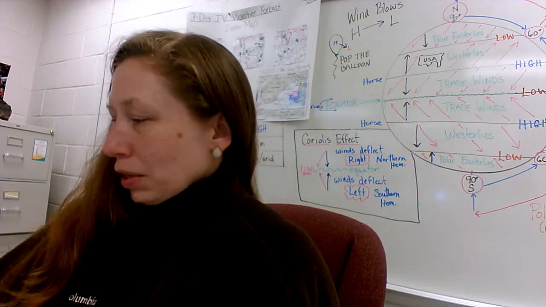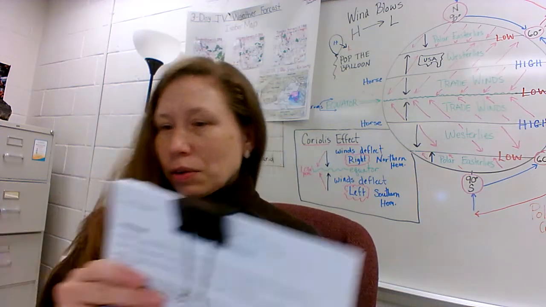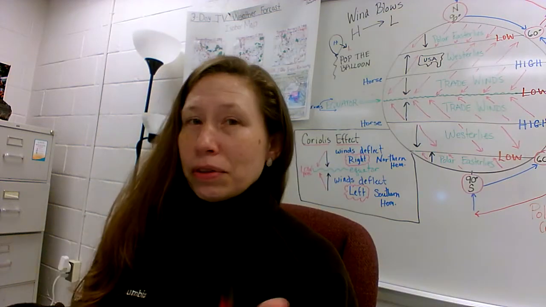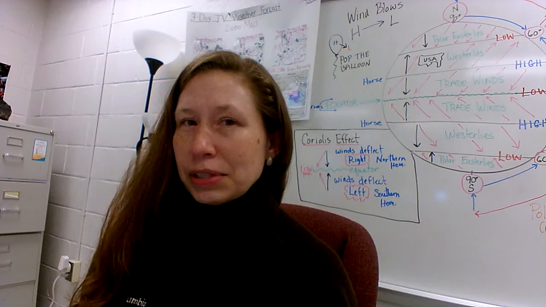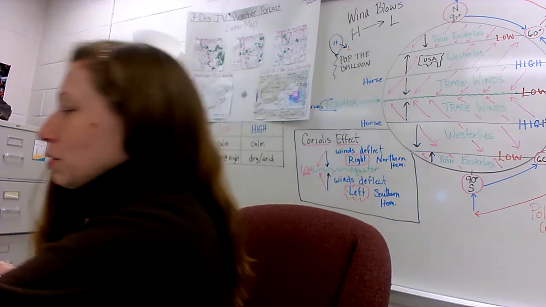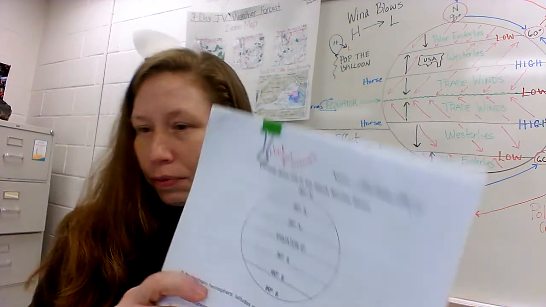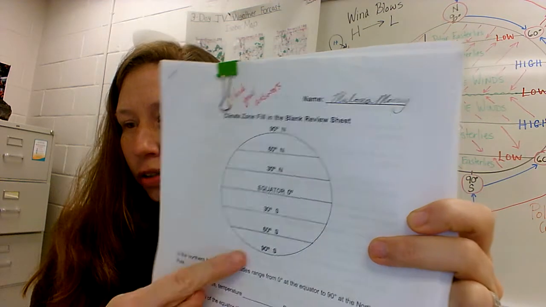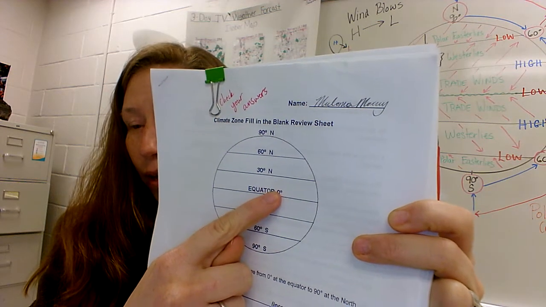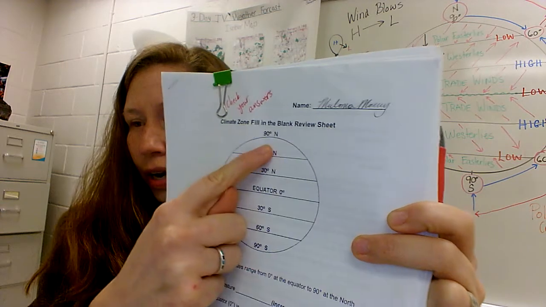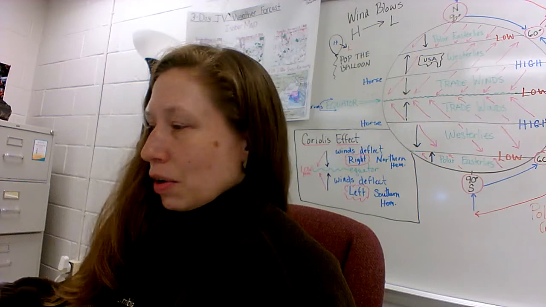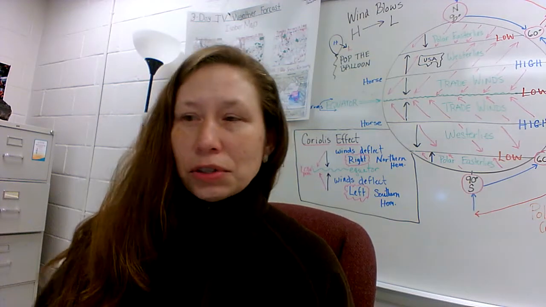We also worked in stations these last 2 days, so some students were working on these climographs. These climographs are showing both temperature and precipitation on the same graph. Other students were working on this review sheet here, and one of the important things here is that as you move up from the equator at 0 all the way up to 90 here at the North Pole, the temperatures decrease. So as you move up in latitude, the temperatures decrease.